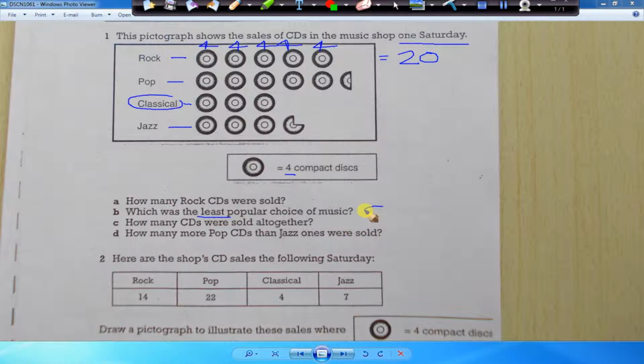So the answer for this one is, the least popular is classical. And the answer to the last one was 20.